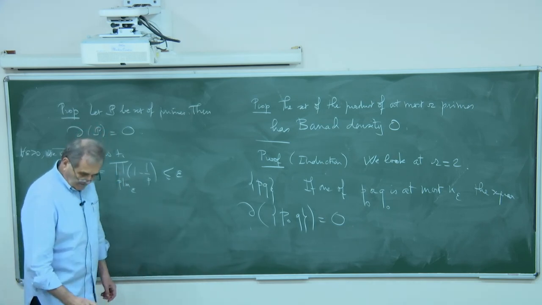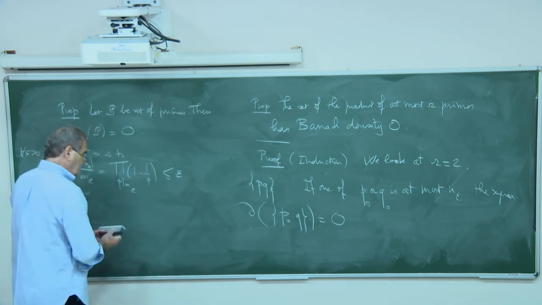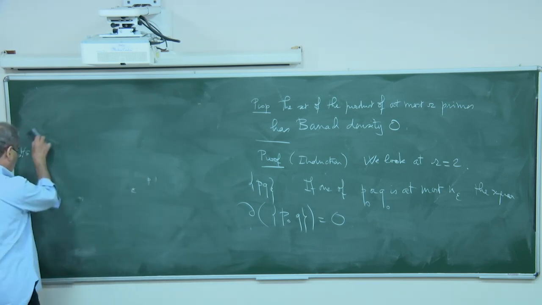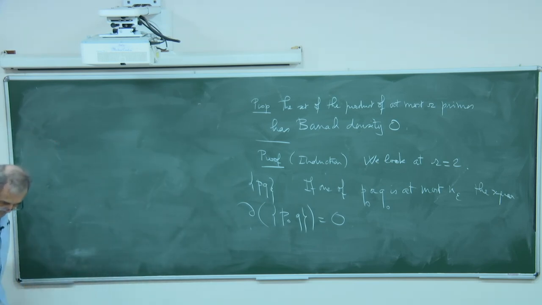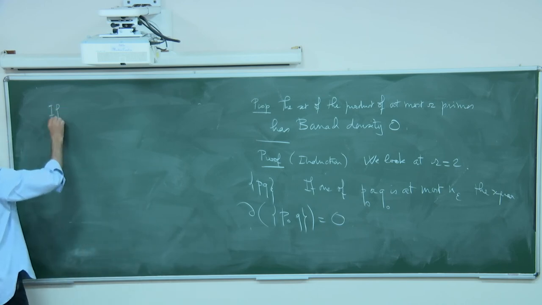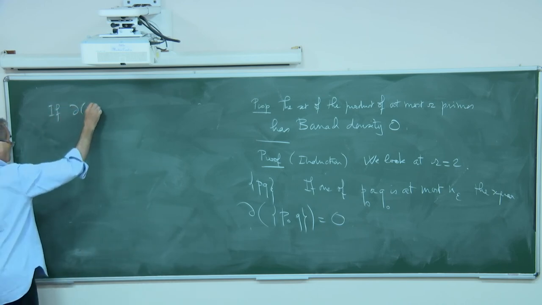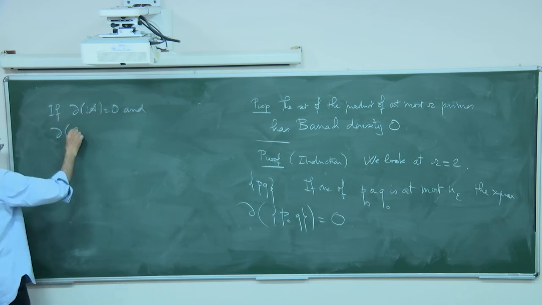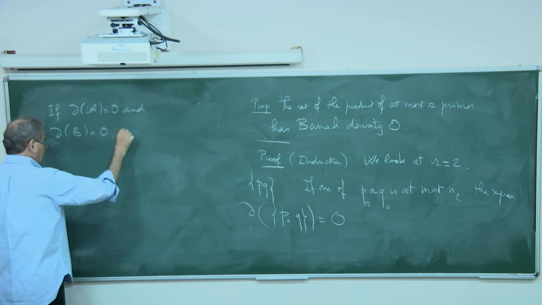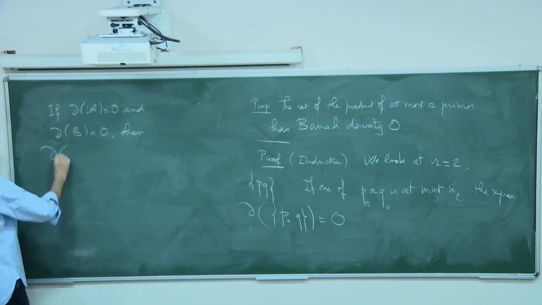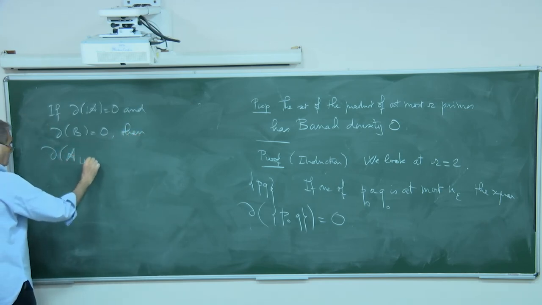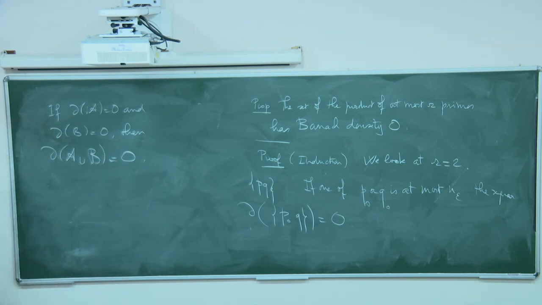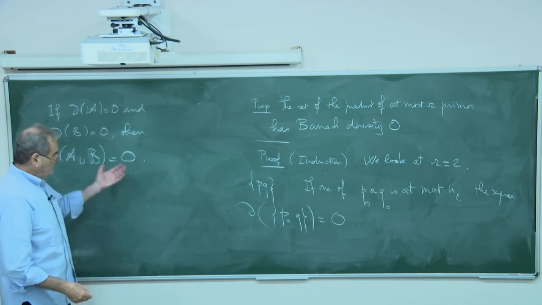Now, there is also something you have to think of, a little lemma inside this proof: if the Banach density of A is 0 and the Banach density of B is equal to 0, then the Banach density of A union B is also 0. Why?